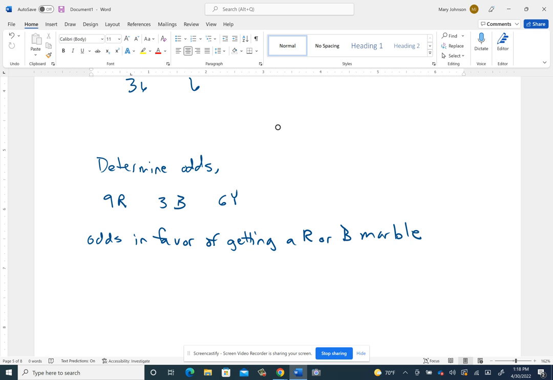So you're used to probability, right? If you did probability of getting a red or blue, you would add those up. 12 of the marbles out of 12 plus 6, out of 18, would be the probability, right?